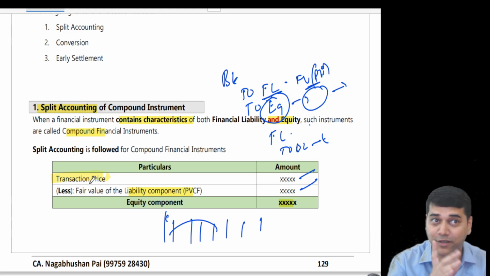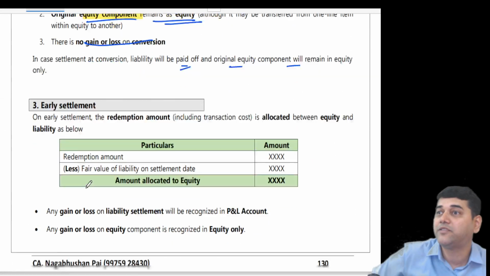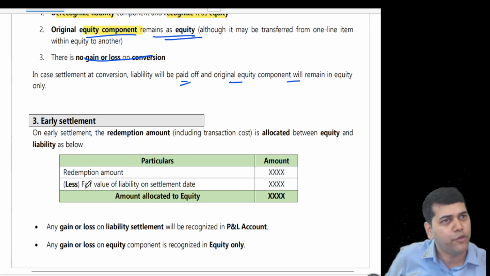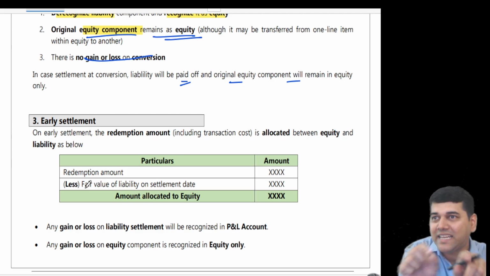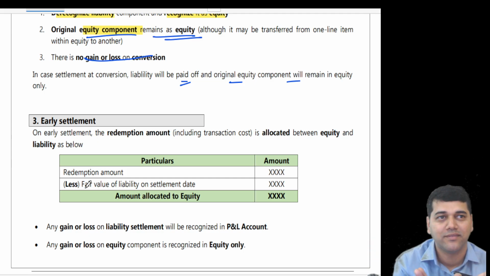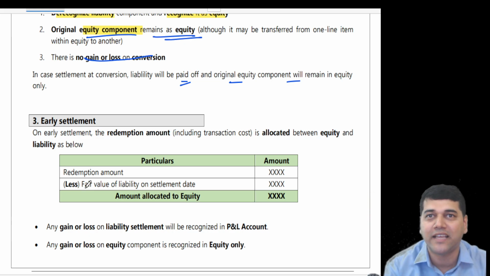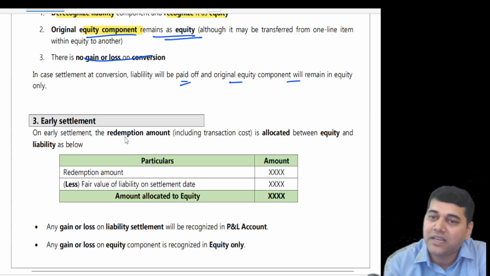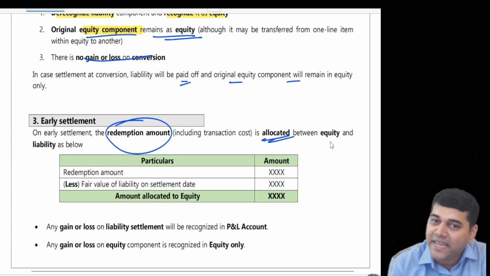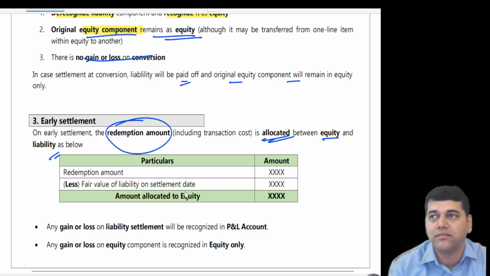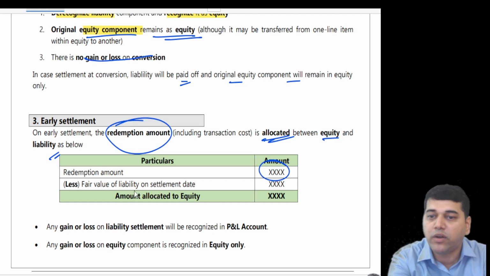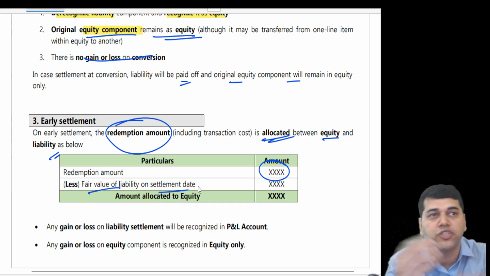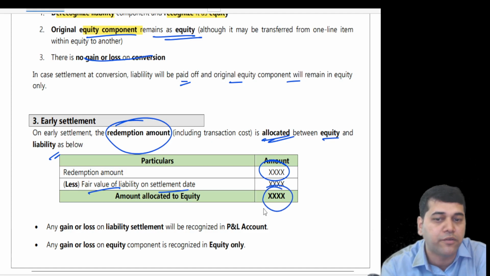Perfect? Perfect, no? Now, what if early settlement is going to happen? Simple. Have you not done early settlement in financial assets? What did you do? When the early settlement happened, you split that into again two components. One is the discount component, one is the financial asset component. Same story. If the early redemption is going to happen, it should be again allocated between equity and liability. How? This is the amount of redemption which you are paying. And what is the liability component? Present value of the future contract. That's the fair value on that day. And the differential amount is the equity.